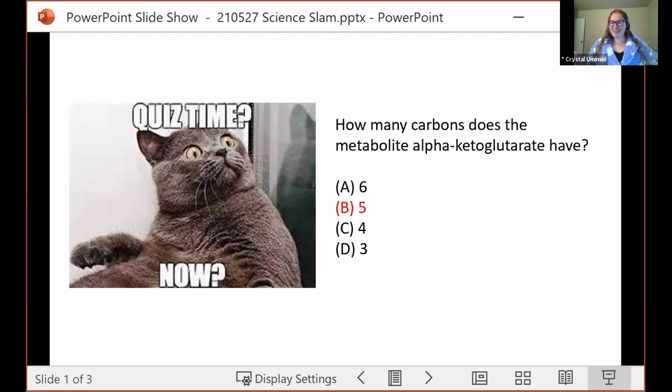But does this mean anything to anybody who's graduated from an introductory level biology course? Probably not. We've lost so much context as to why alpha-ketoglutarate is part of the citric acid cycle, why that's an important thing, and why the citric acid cycle is even important in the first place.